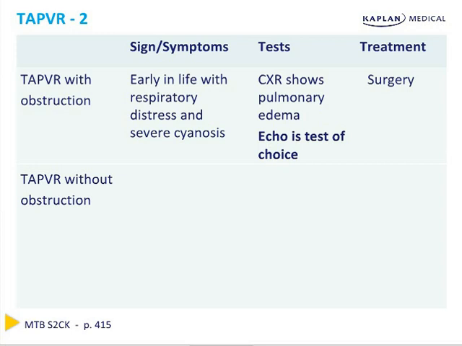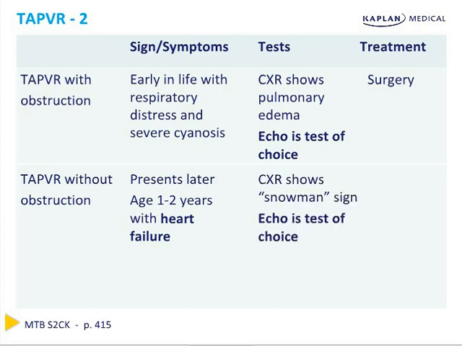Now, those without obstruction aren't clinically as worse off, so they can age a little bit before they actually present, and they'll show up with basically heart failure. And it's predominantly right-sided heart failure because of that overload and the strain from the pulmonary and the systemic venous return showing up on the right side. The right ventricle basically gives out.